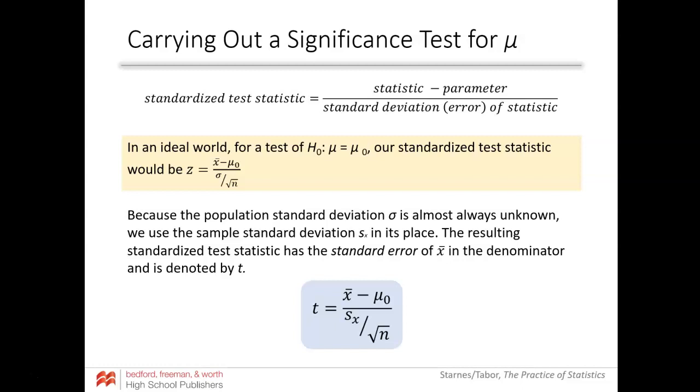So we're going to be finding a t-score or a t-statistic using x bar minus the hypothesized mean. And then instead of sigma, it's going to be the standard deviation of the sample divided by square root of n. And that's going to be our t-score, test statistic.